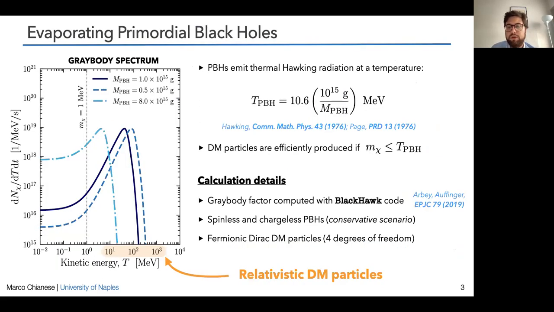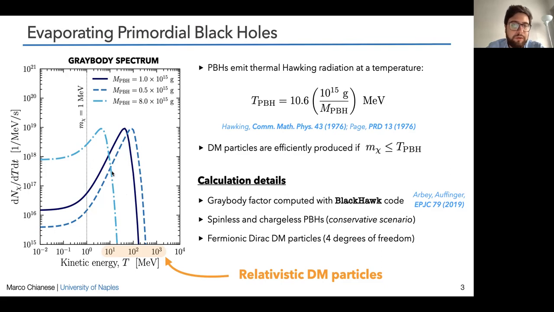So as a result of general relativity and quantum field theory, Hawking demonstrated that light black hole, and in particular primordial black hole, can evaporate in light particle degrees of freedom. And this radiation is a thermal gray body spectrum with a temperature given by this expression, so inversely proportional to the PBH mass. So all the particles lighter than the Hawking temperature here can be efficiently produced by the evaporation of primordial black hole, and the same can happen for light dark matter particle.